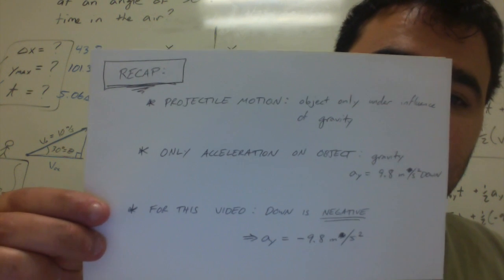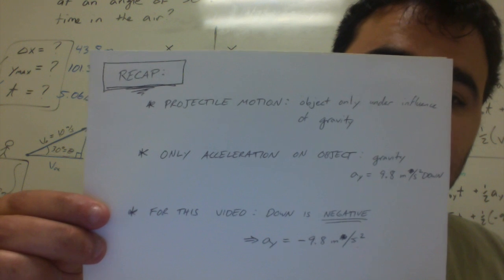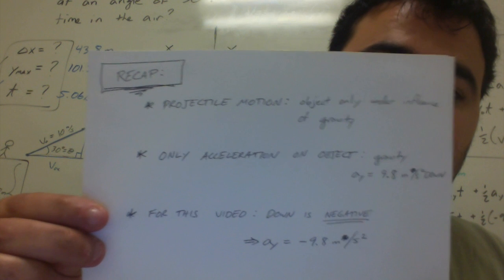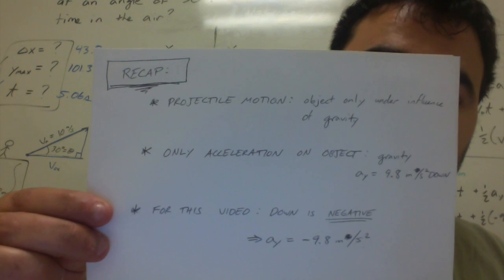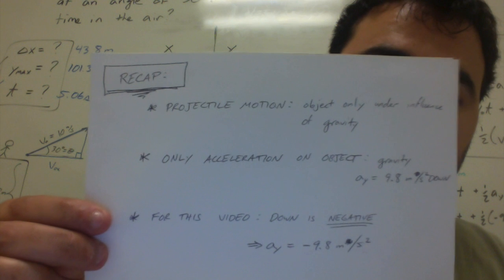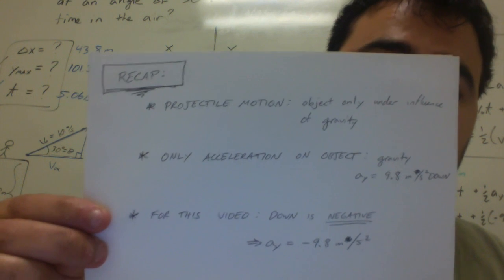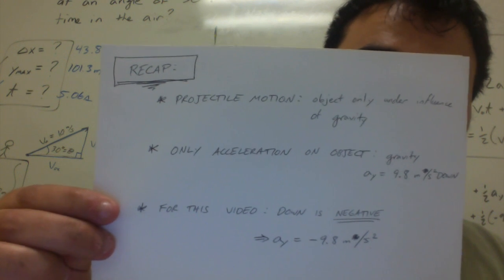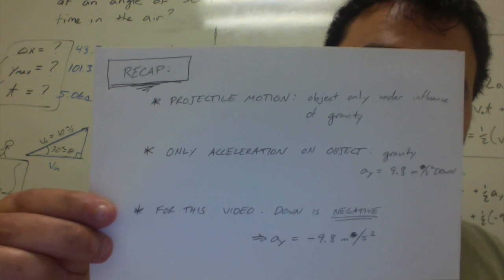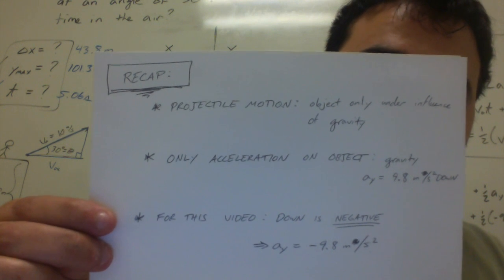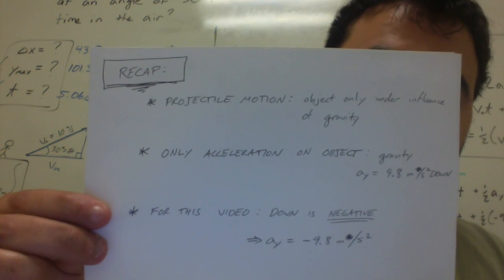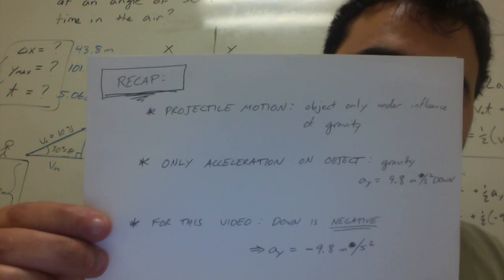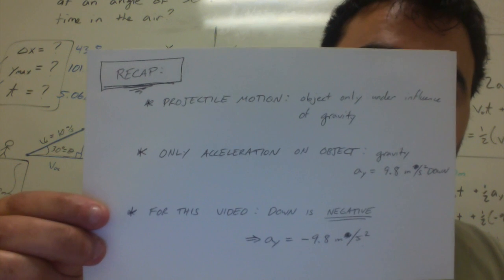The second main point is that because gravity is the only force acting on it, the only acceleration that an object feels is due to gravity. And so that's going to be g, or 9.8 meters per second squared, in the downward direction. For this video, we will be assuming that down is negative and up is positive. And so this means the acceleration due to gravity is going to be negative g, or negative 9.8 meters per second squared.